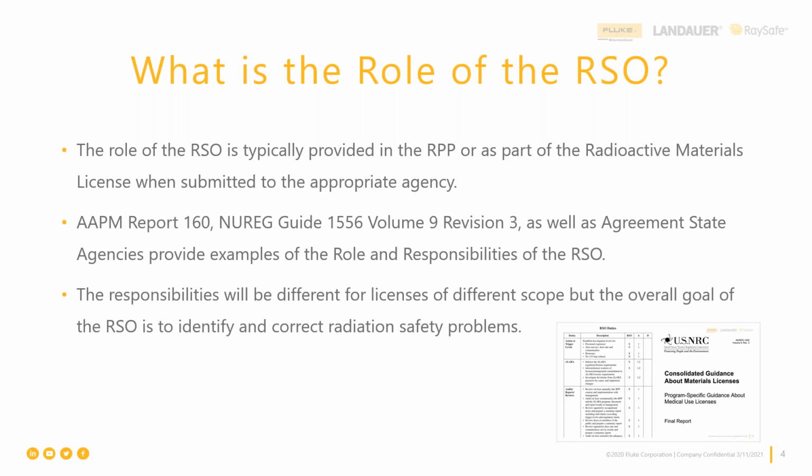So responsibilities are different for licenses of different scope, but the overall goal is for the RSO to identify and correct radiation safety problems. You might have a license that has a lot of therapeutic use, and an RSO who might qualify because they have the experience, but they're not necessarily going to conduct all of the radiation safety activities. They might have a team of people. We often do that at LANDAUER, where we'll have a corporate RSO, and then we have physicists in the field going on site very regularly, doing equipment testing and program auditing and a variety of details based on the contract. Everyone's a little different based on their need. We customize everything.